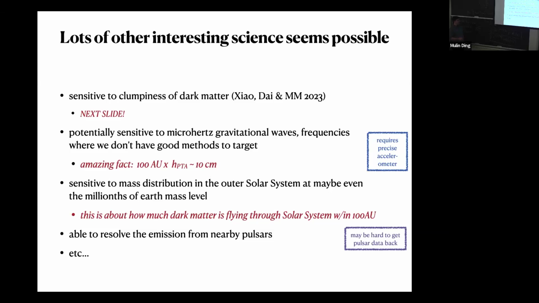It's able to resolve the emission from nearby pulsars. If you have a 100 AU baseline, that's like 10 kilometers at a kiloparsec of physical resolution. There are arguments about pulsar emission. The problem with pulsars is they're much fainter than FRBs, so it's less clear how you get the data back. But maybe as you're sending your dishes to the outer solar system, when they're only an AU away, you might have higher data rates and be able to get more of the time series.